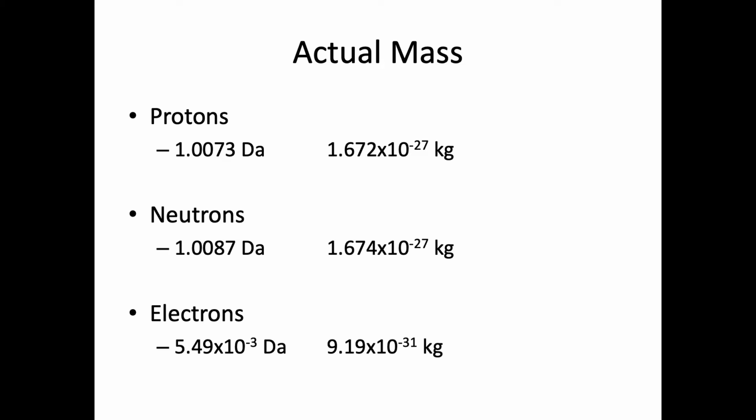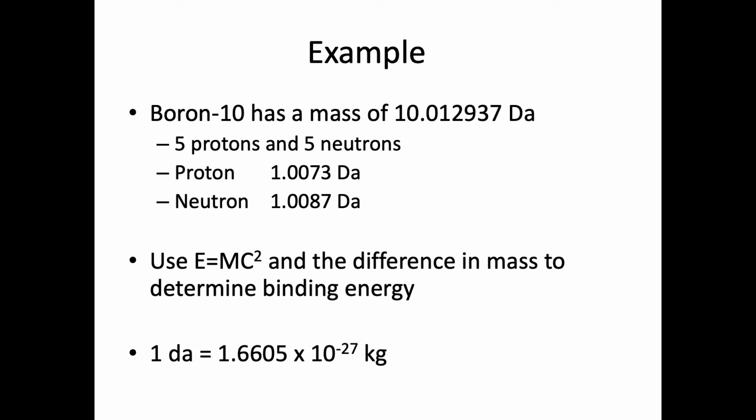And so we're going to use this and figure out the binding energy, or the energy used in the nuclear force, for each atom. So what we have is boron 10. Here's my example. It has a mass of 10.012937 Daltons. And boron 10 has 5 protons and 5 neutrons. There are several isotopes of boron, boron 11, boron 9, but we're just looking at boron 10 in particular.